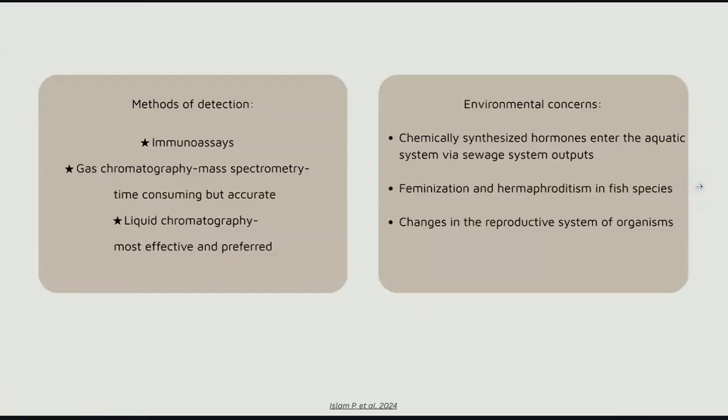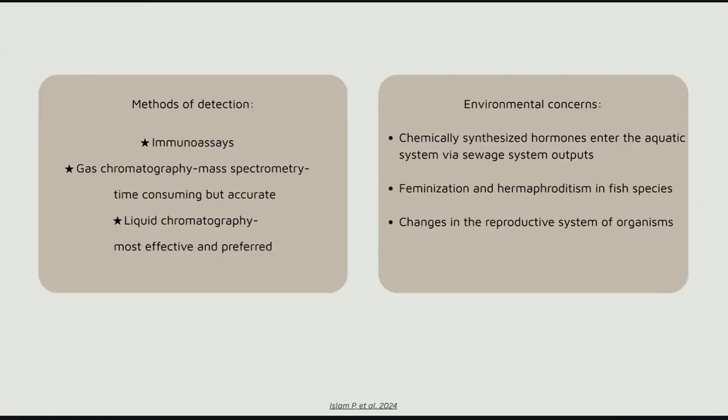So in that general article that I had just mentioned, the methods of detection used were immunoassays and gas chromatography, which is time consuming, but they claim it is accurate. And they also use liquid chromatography, which is the most effective and preferred method. And this method essentially separates the particles from each other so that researchers can look at different things such as proteins, DNA, and in this case, it would be steroids and hormone residuals.